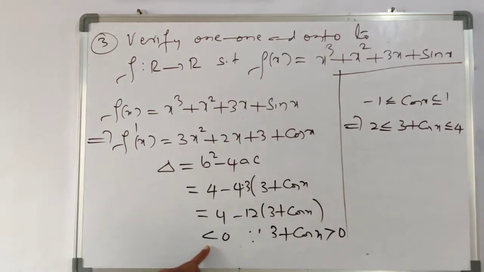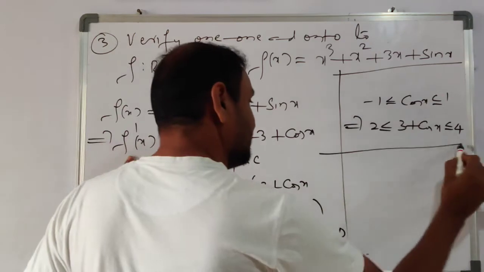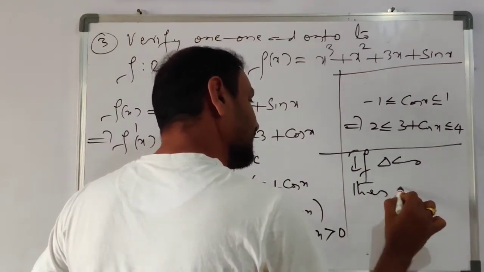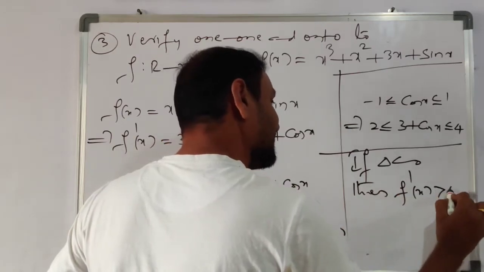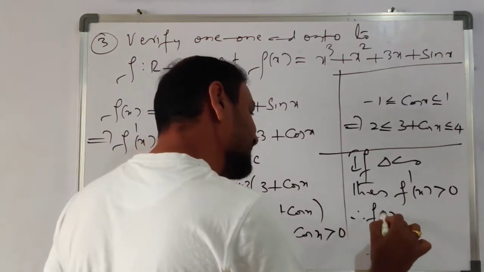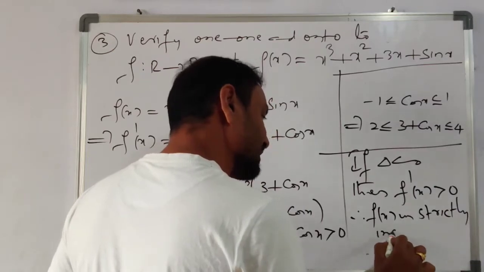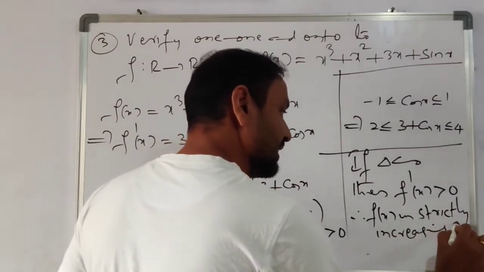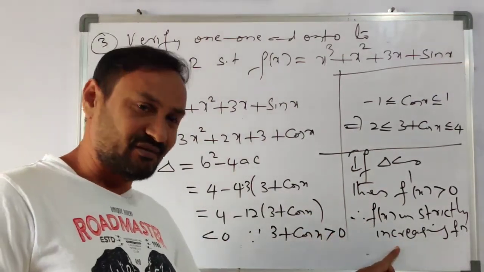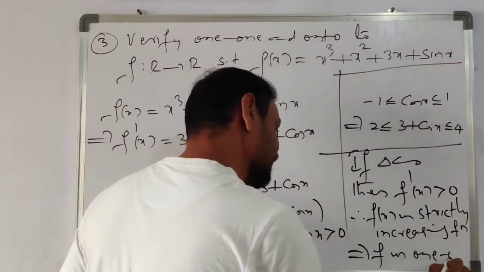If delta is less than 0, then f dash x is always greater than 0. F dash x greater than 0 means f of x is a strictly increasing function. Every strictly increasing function is always a one-one function. That's why f is one-one.